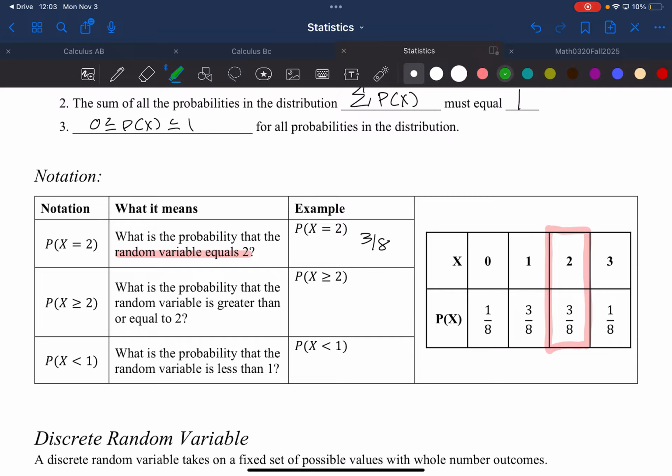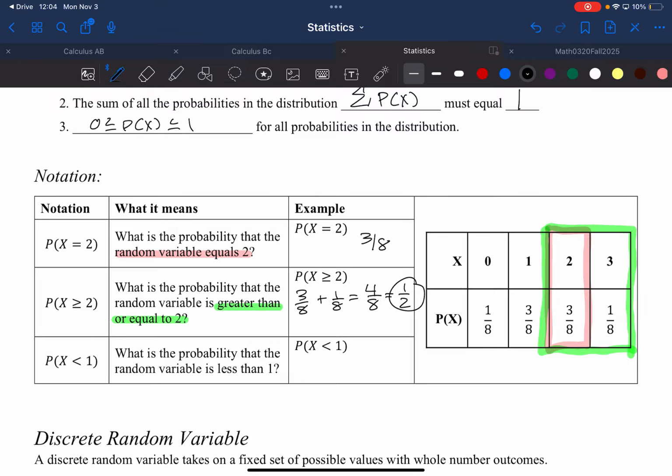Then I look at probability X greater than or equal to 2. That's the same as saying what is the probability that the random variable is greater than or equal to 2. Since it has equal to 2, am I including 2? Yes, and then I'm including all the numbers bigger. So that's going to be 2 and 3. And what do you think I'm going to do with those probabilities? Add them. So 3/8 plus 1/8 gives us 4/8, which is 1/2. Perfect. So the probability that X is greater than or equal to 2 is 1/2.